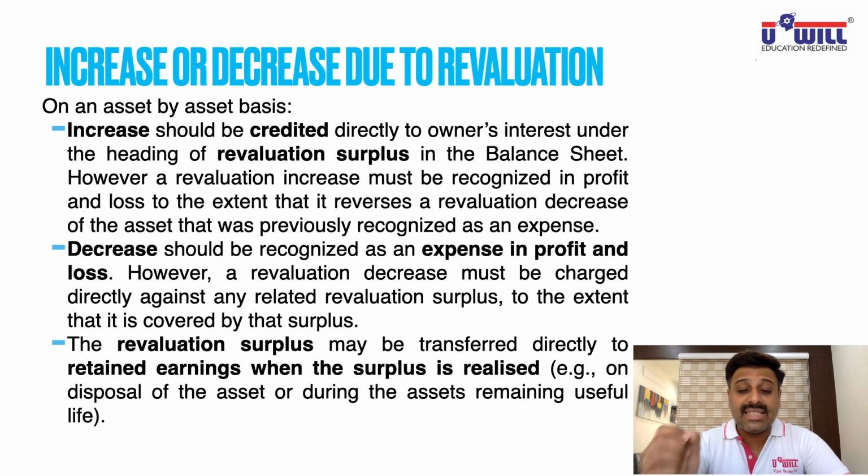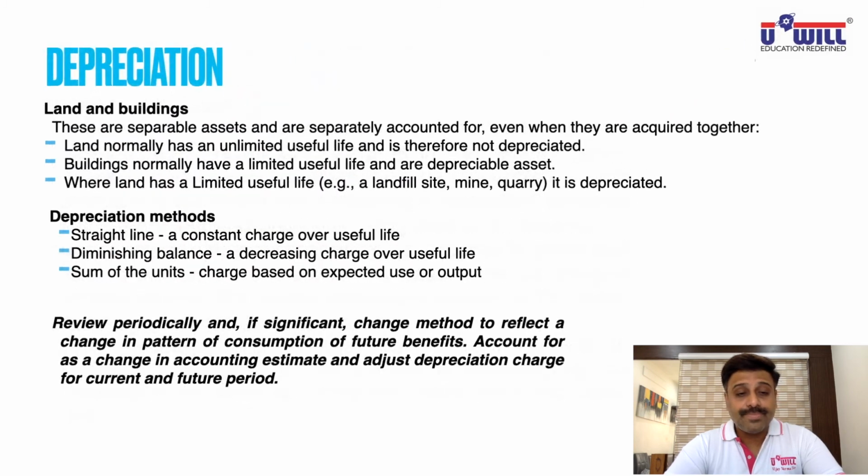Here underline retained earnings and write general reserve. When the surplus is realized, means finally when you sell the asset, dispose it off, then the revaluation reserve account you will close and transfer to general reserve account. Example, on disposal of the asset or during the asset's remaining useful life.